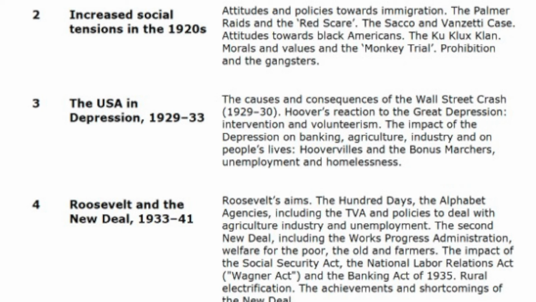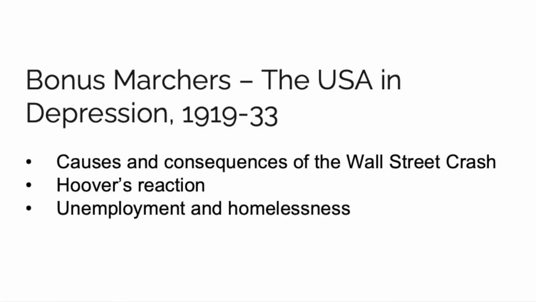there are three major ideas which are being explored: cause and consequences of the Wall Street crash, Hoover's reaction, unemployment and homelessness. Or in other words, as you give those two features about the bonus marchers for this particular example, can you tie those to the larger theme, such as how Hoover reacted to the bonus marchers? Or does this help us to better understand the bonus marchers through unemployment and homelessness?